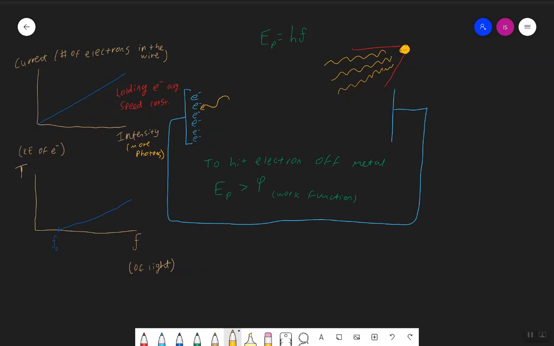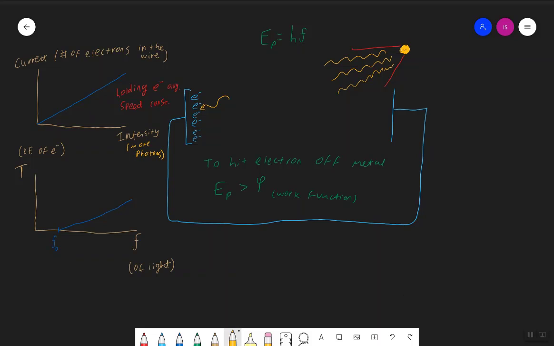So this explains that the more photons you have, the higher the intensity, the more electrons you're going to knock off, so the current graph makes sense with Einstein's explanation. How about this next one? Well, we have to have some threshold frequency, right? And we'll talk about that.